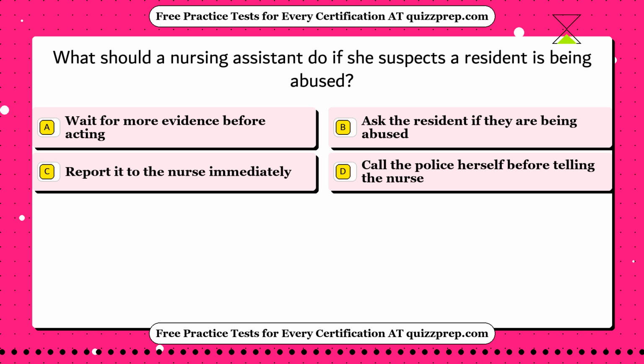Option A, wait for more evidence before acting. Option B, ask the resident if they are being abused. Option C, report it to the nurse immediately. Option D, call the police herself before telling the nurse.